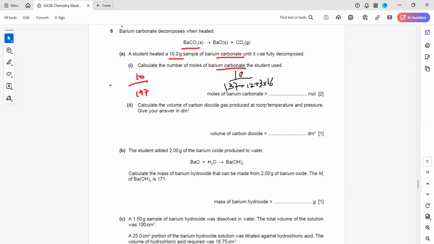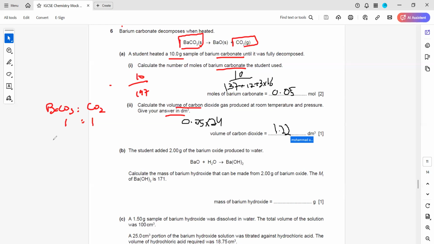How many moles of barium carbonate do we get? The moles of barium carbonate is 0.05. Then calculate the volume of carbon dioxide produced at room temperature and pressure in dm cubed. Using barium carbonate and carbon dioxide, as you can clearly see, the mole ratio is 1 to 1. One mole gives 1 mole of carbon dioxide. So if I have 0.05 moles, how many moles of carbon dioxide? The same moles, and then I multiply by the molar volume, which is 24, so I get the volume in dm cubed.